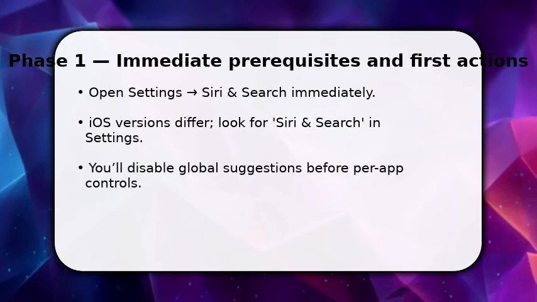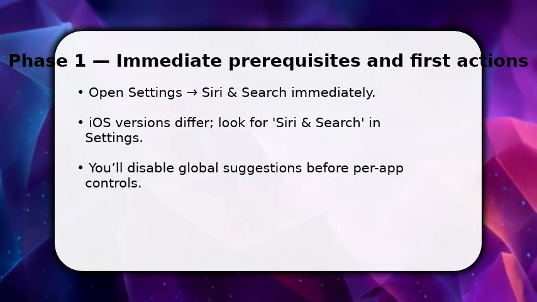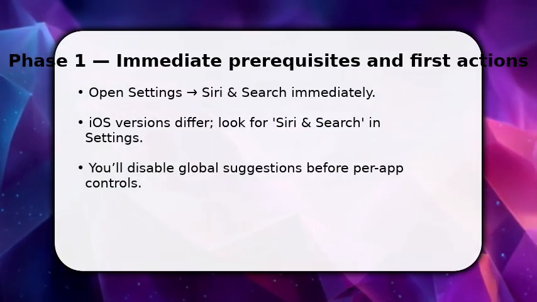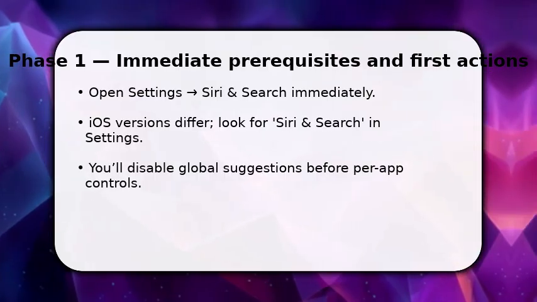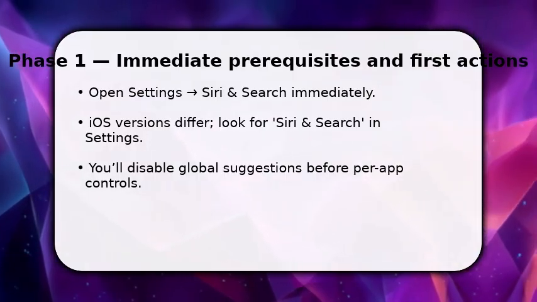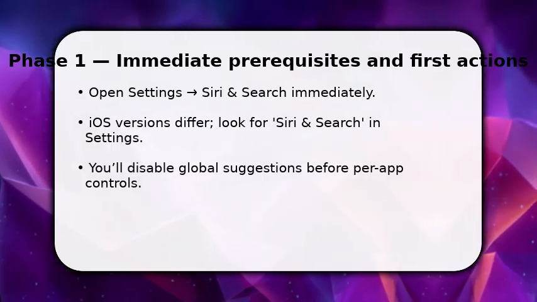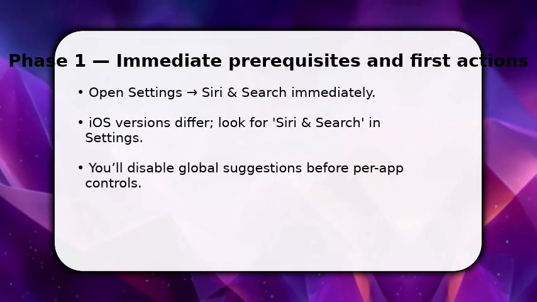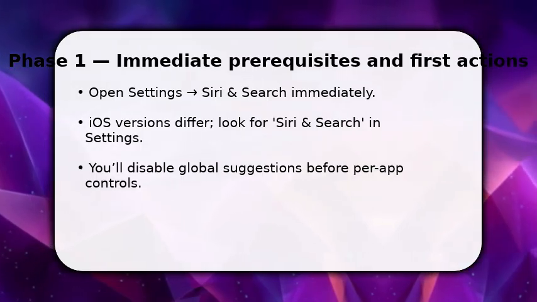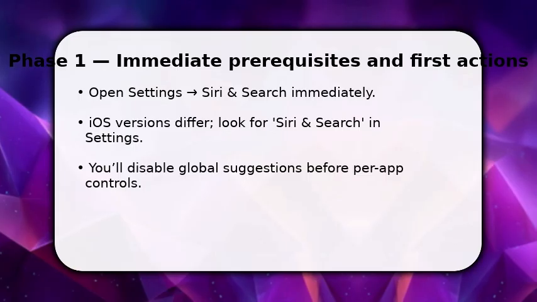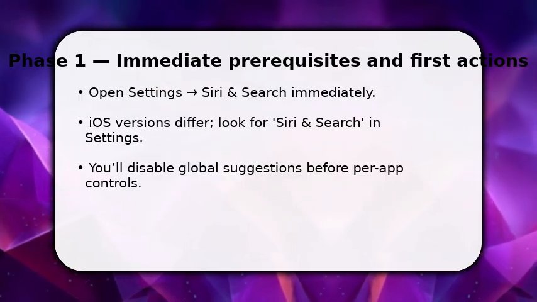You start by opening Settings and tapping Siri and Search. This is where Spotlight Suggestions and Indexing live. Once here, make sure you locate the toggles labeled Suggestions and Search, Suggestions and Lookup, and Suggestions on Lock Screen. These control what Spotlight shows. You should turn those off first, because that removes proactive results and reduces indexing.